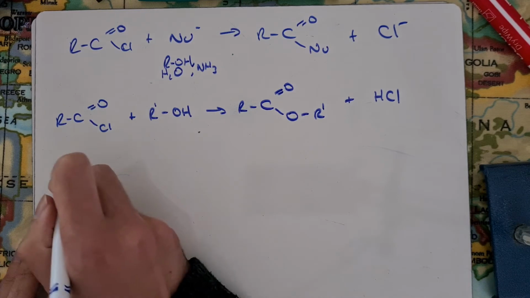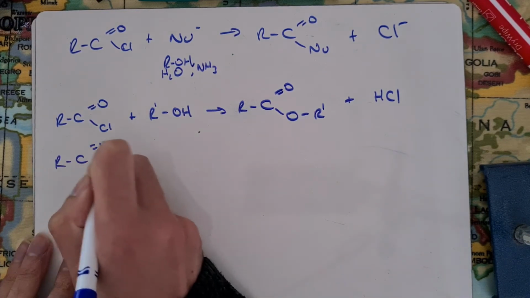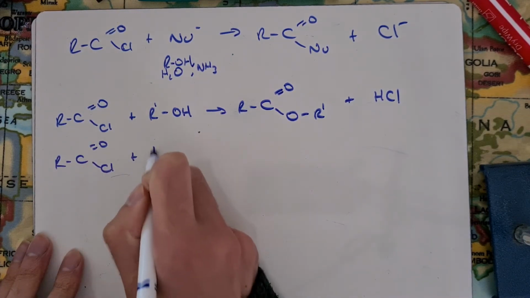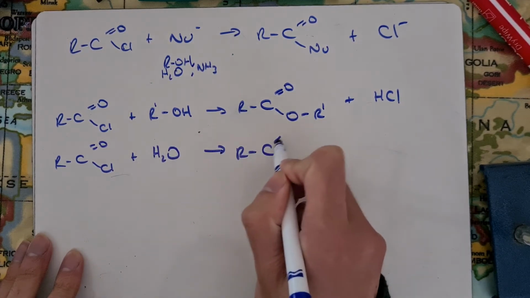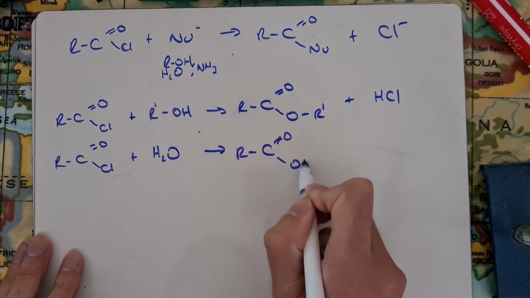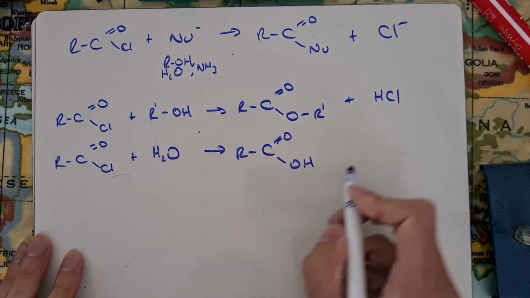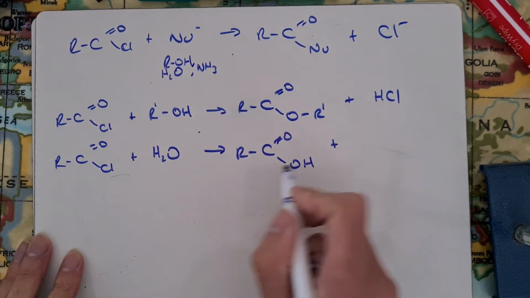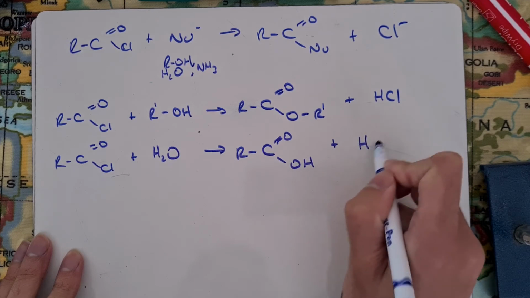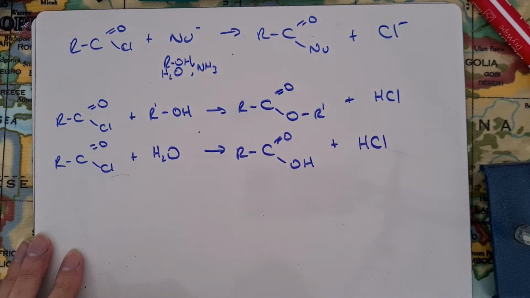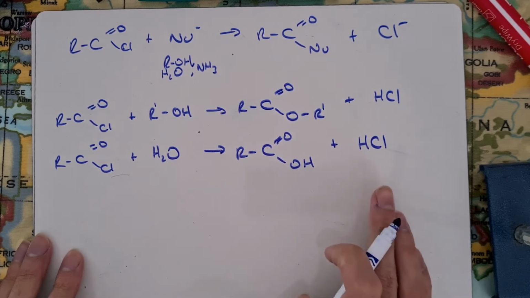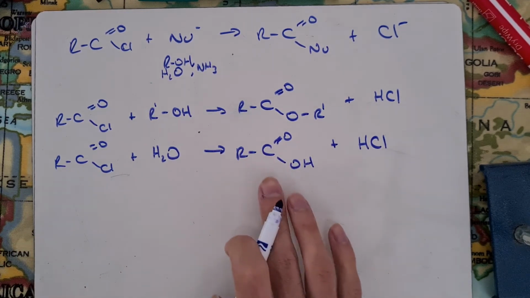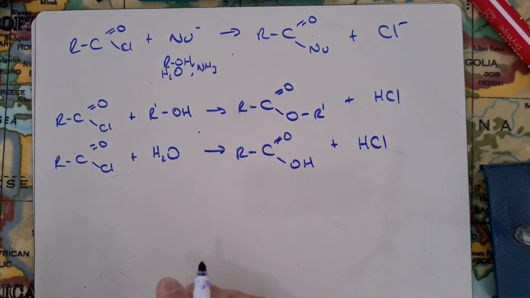Next up, acyl chlorides with water. In this case, we're going to take the O and H from the H2O and swap that in with the chlorine, substitute it in. And we'll get HCl again. One of the hydrogens is going to join with the chlorine to form our HCl, but we'll also get here our carboxylic acid.